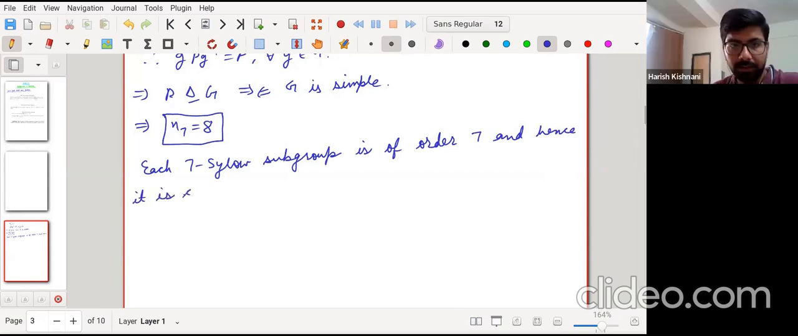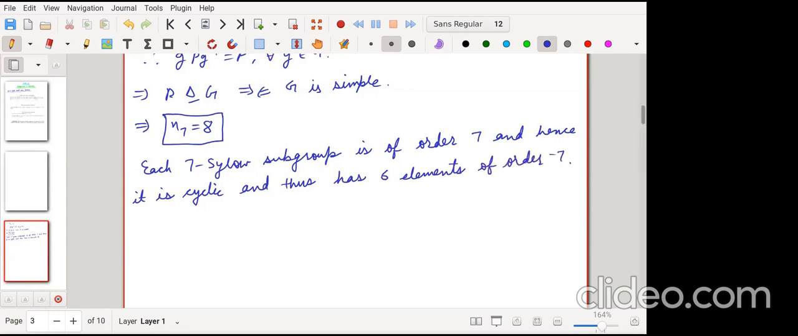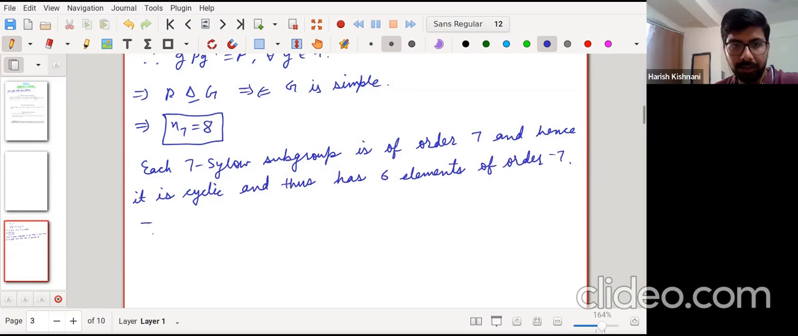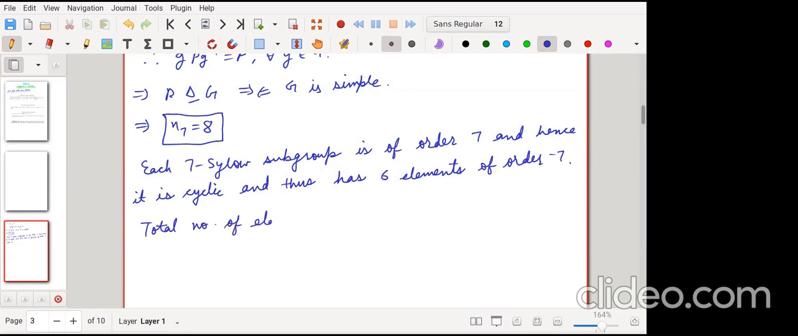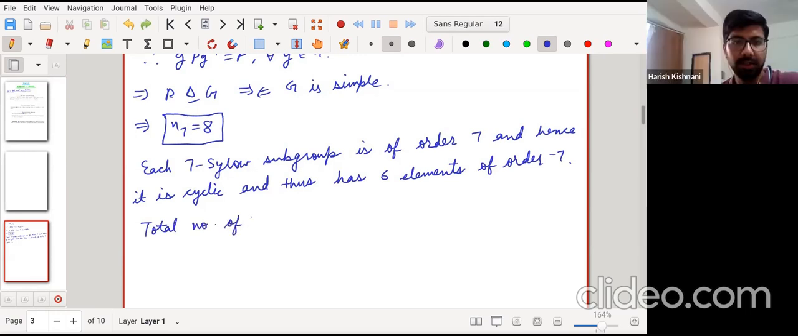It is cyclic and thus has 7 minus 1, that is 6 elements of order 7. So the total number of elements of order 7 in G is 8 into 6, that is 48. Yes, good Shalini.